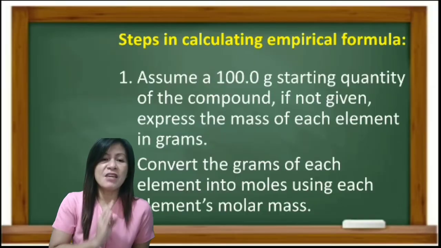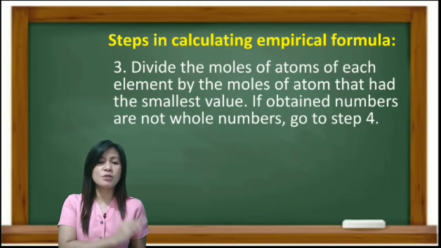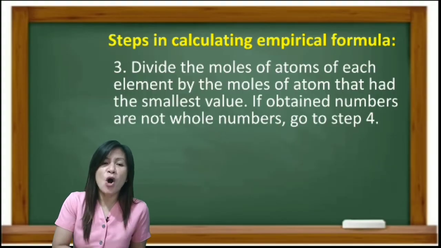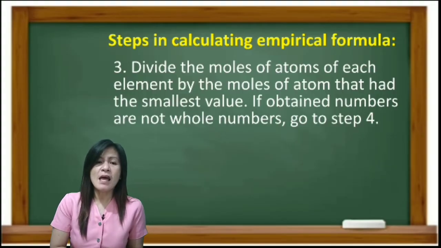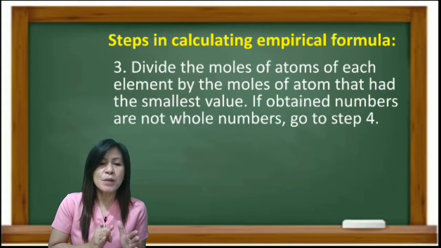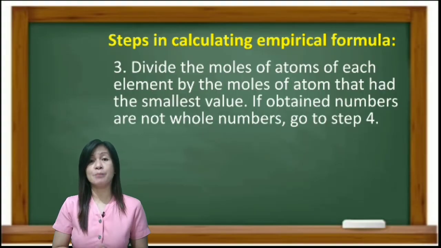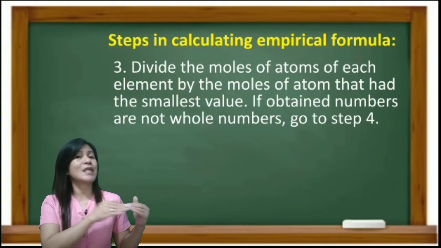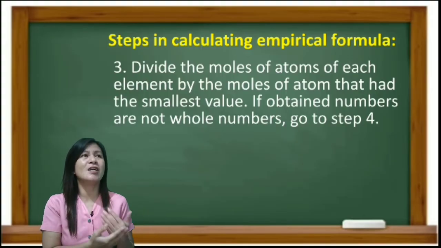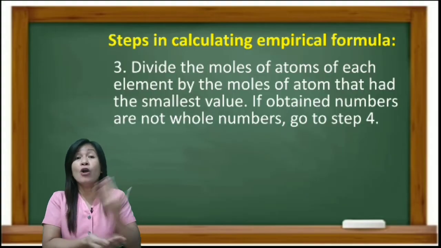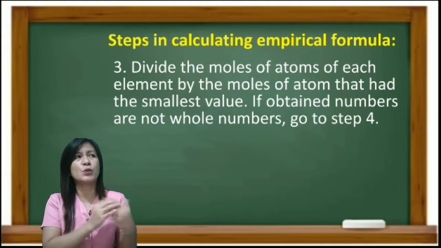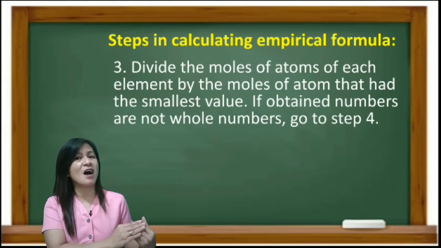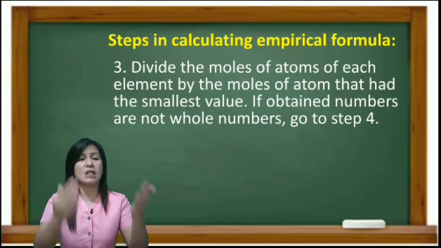Step 3. Divide the moles of atoms of each element by the moles of atoms that had the smallest value. If obtained numbers are not whole numbers, then proceed to step 4. So meaning, we can stop at step 3 if we had already gotten whole numbers, because those whole numbers will give us the number of atoms present in the simplest formula of the compound. If not, then proceed to step 4.